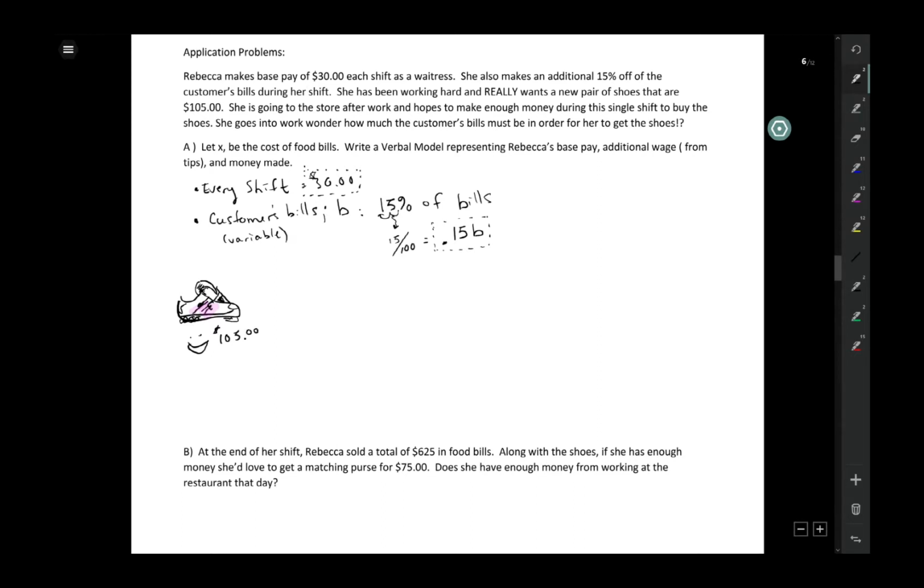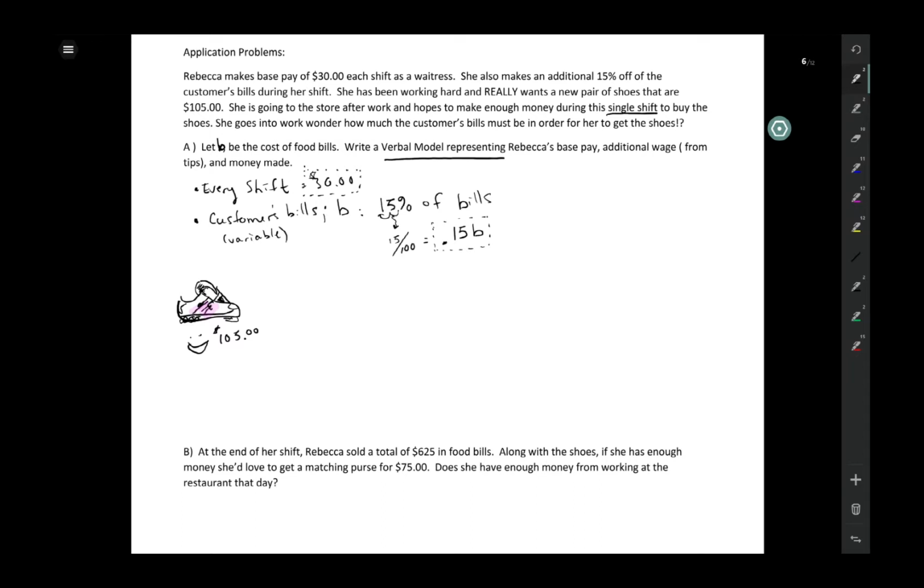Okay, she's going to the store after work and hopes to make enough money during this single shift to buy the shoes. She wonders, how much am I going to have to sell to get them? So we're going to let X be the cost of food bills. I jumped ahead and said it was B. We'll let B be the cost of food bills. Okay, since we already did that. Write a verbal model representing Rebecca's base pay. Verbal model. Again, we kind of did this.